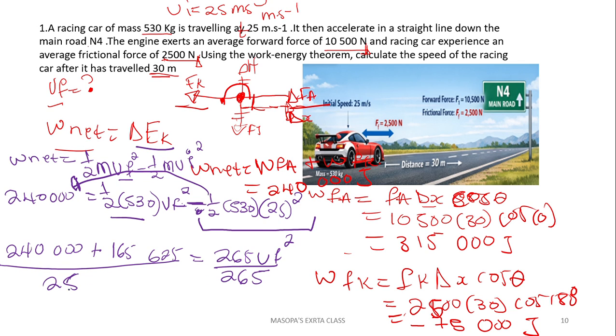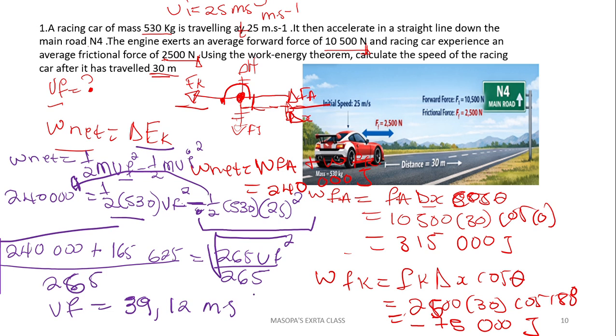And then you're going to root both sides so that you can get the final velocity. And the final velocity of your car is 39.12 meters per second. This is how you calculate the final velocity using the work net theorem, because now we are given friction. So let's look at this one.